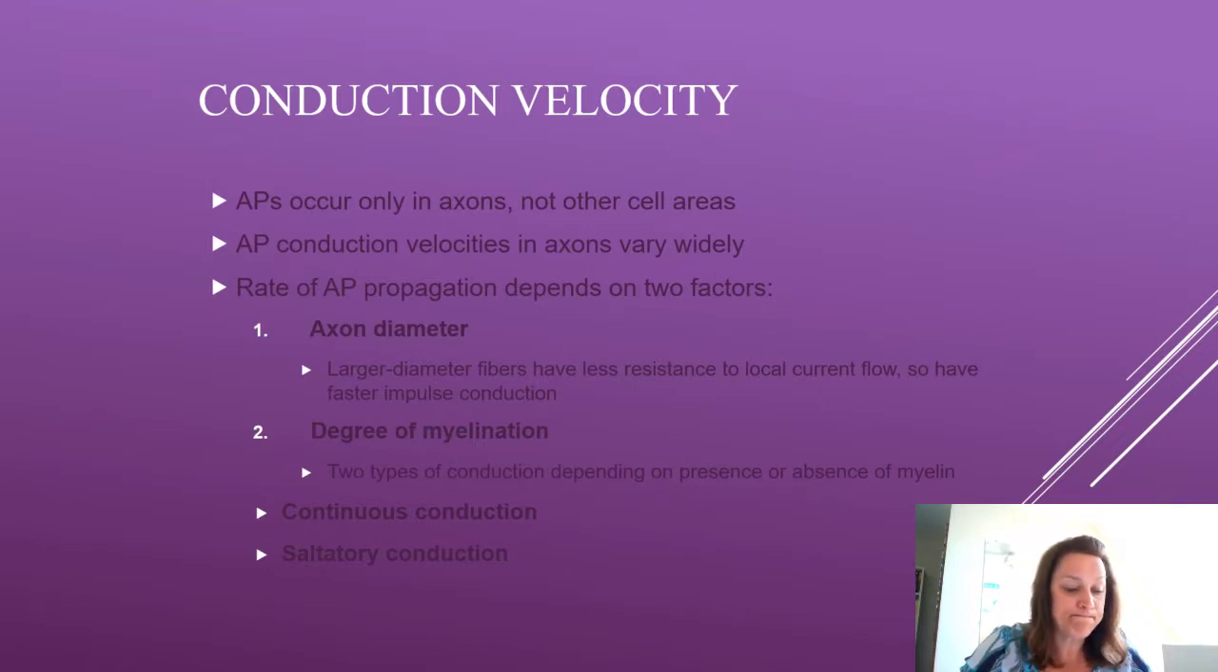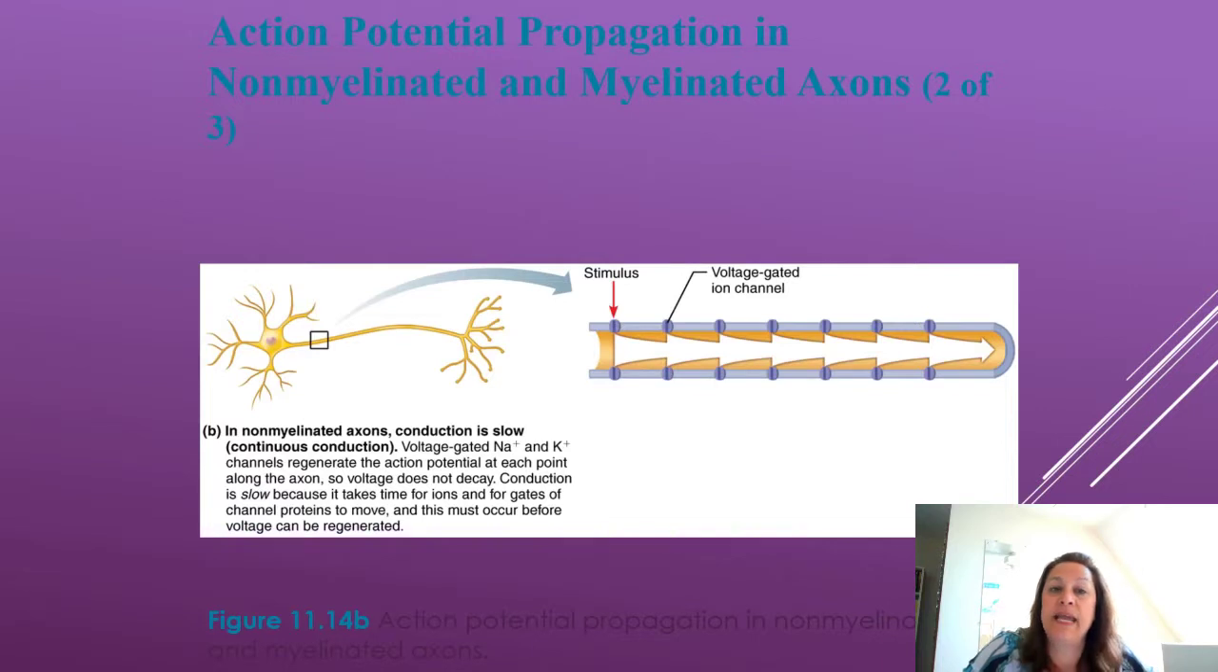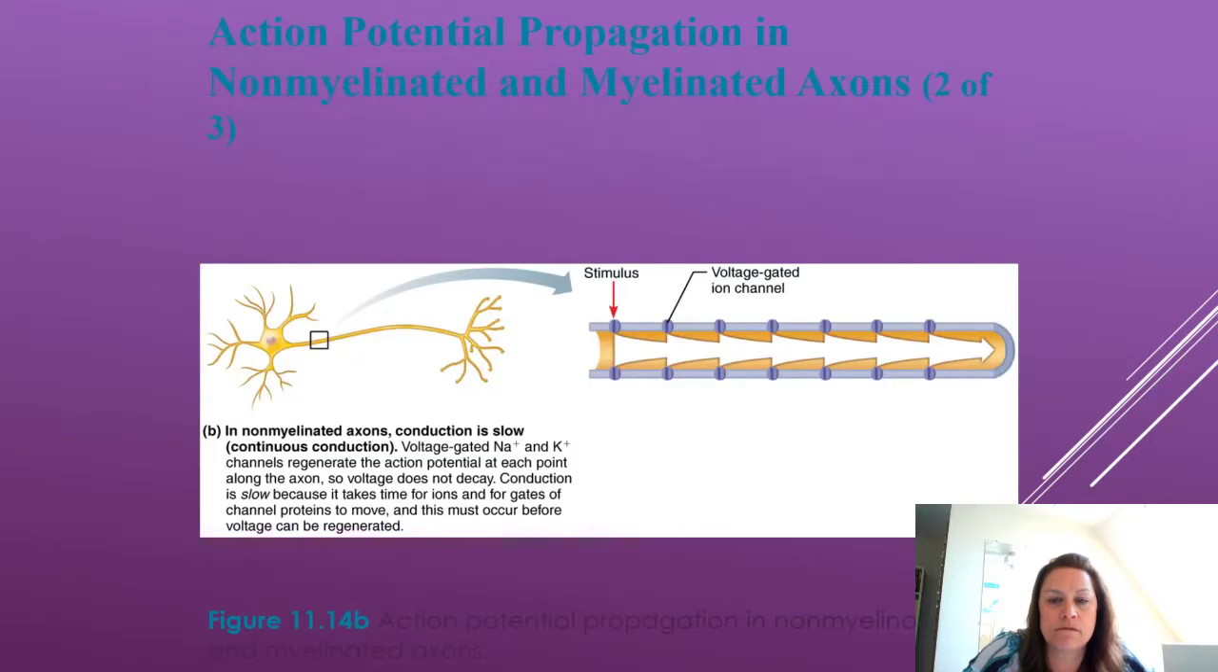All right. So this is a picture of a non-myelinated axon. You'll see the stimulus is there, and notice how the voltage gets really small by the time it gets to the end of that dendrite. But here, notice how this one is myelinated. Oh no, this is a voltage-gated ion channel. Sorry. Voltage-gated channels regenerate the action potential at each site.